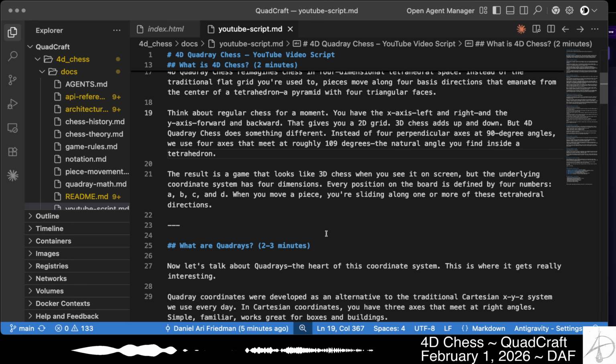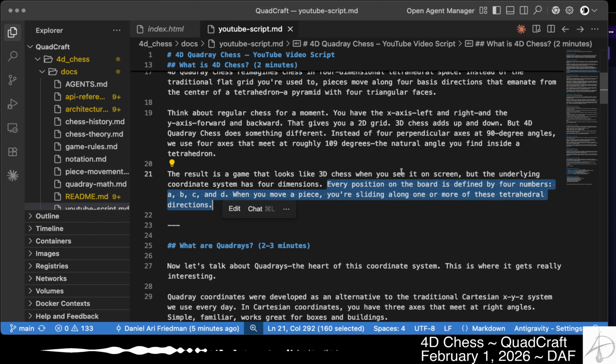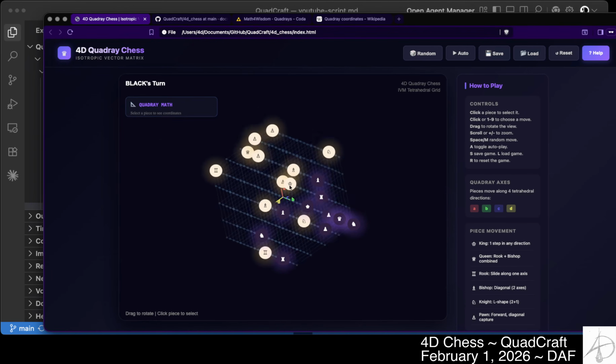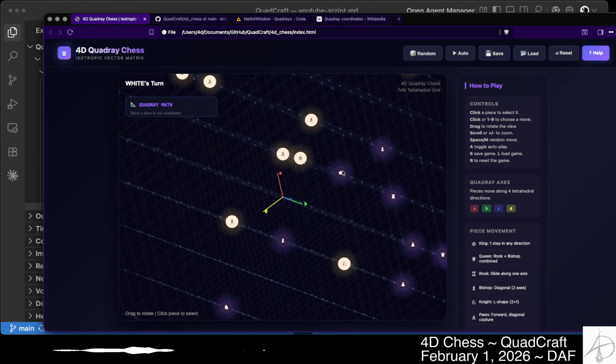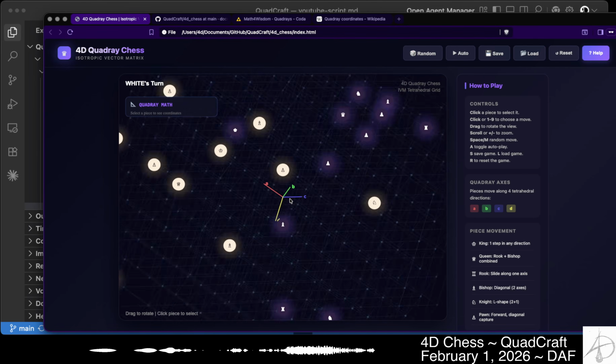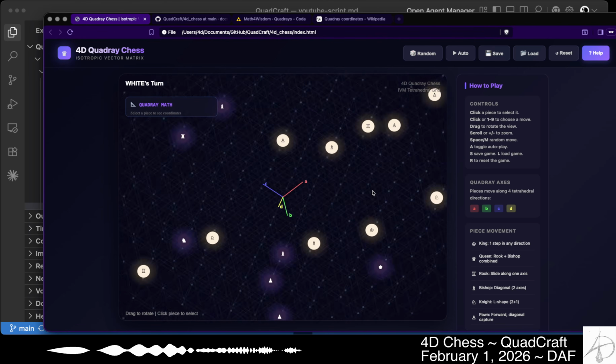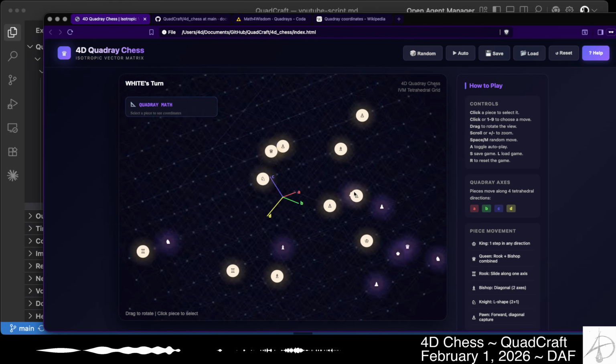The result is a game that looks like 3D chess when you see it on the screen, but the underlying coordinate system has four dimensions. Every position on the board is defined by four numbers, A, B, C, D. When you move a piece, you're sliding along one or more of these tetrahedral directions. So we can see that here. And we can play real chess, difficult as it may be to see because we're playing in a solid space enclosing game board.